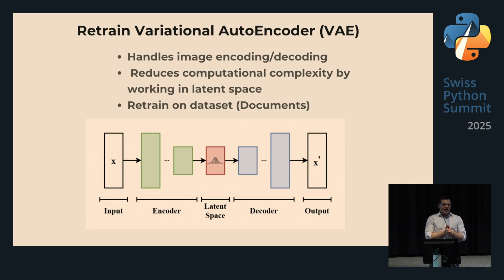We have to retrain it because Stable Diffusion 2 is trained on natural images, so cats, dogs, birds. Those tend to have very sort of soft outlines. Text is quite sharp and has very sharp boundaries. So we have to retrain this first so we can reconstruct text correctly.